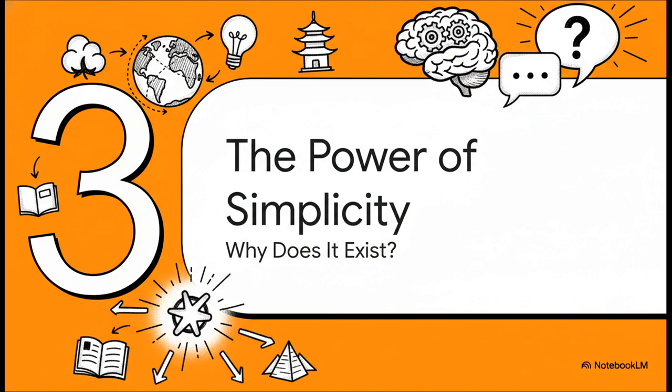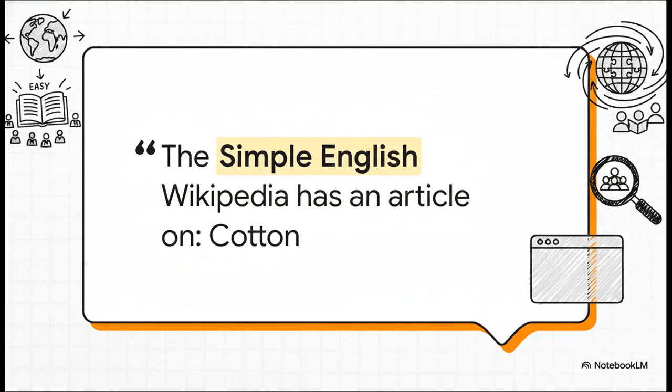But this leads to the biggest question of all, doesn't it? Why? Why even bother creating a system like this? What's the point? Well, right there on the page is another massive clue. This little note, "The Simple English Wikipedia has an article on cotton." Wait a second. Simple English Wikipedia? That's a huge real-world project. It's a place that uses this exact philosophy to make knowledge accessible to literally millions of people.